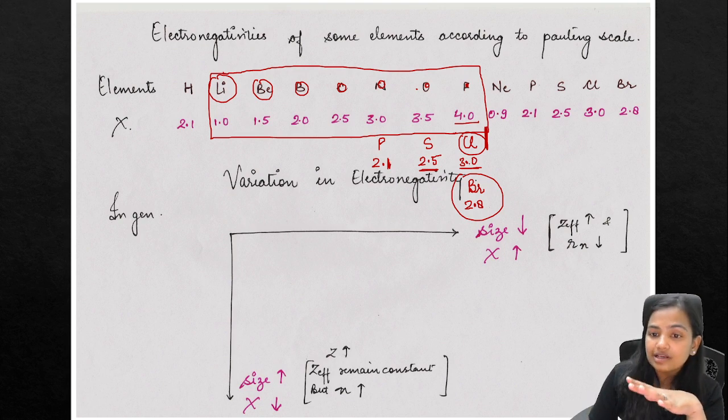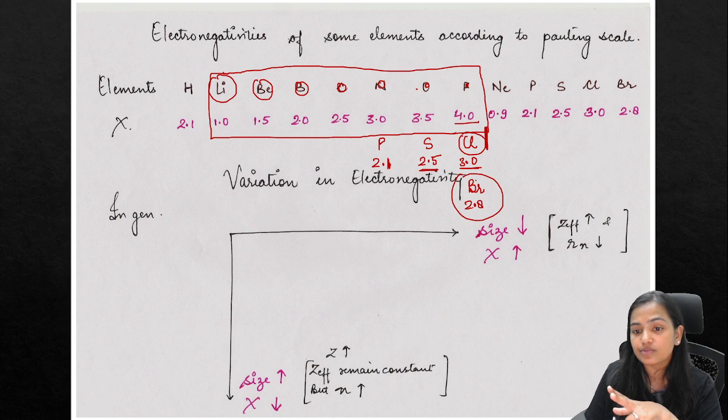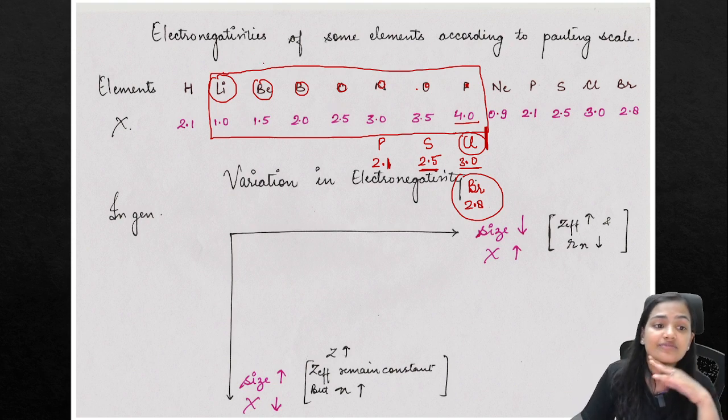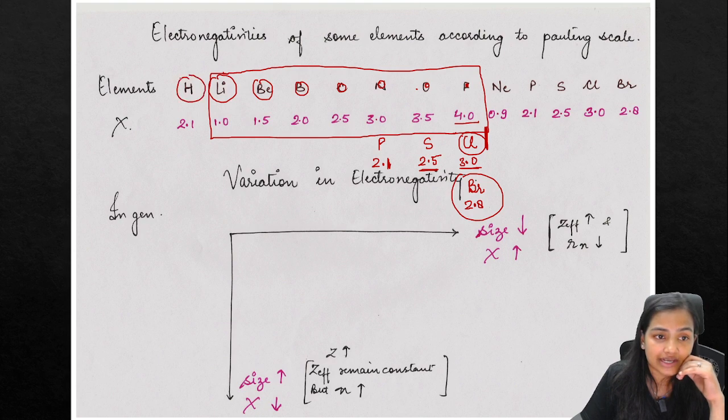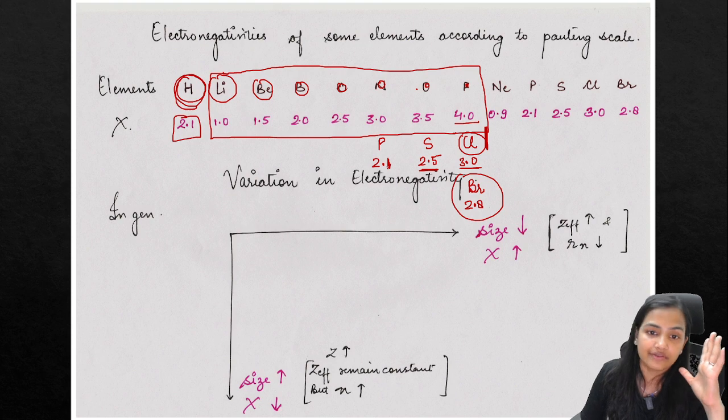Okay, chlorine is 3, sulfur is 2.5, difference of 0.5, then phosphorus is 2.1. Okay, and if you see bromine, this becomes 2.8. Now there is one more element that we need to learn, which is hydrogen. Hydrogen value is also 2.1. So you can see that hydrogen and phosphorus have the same electronegativity values.